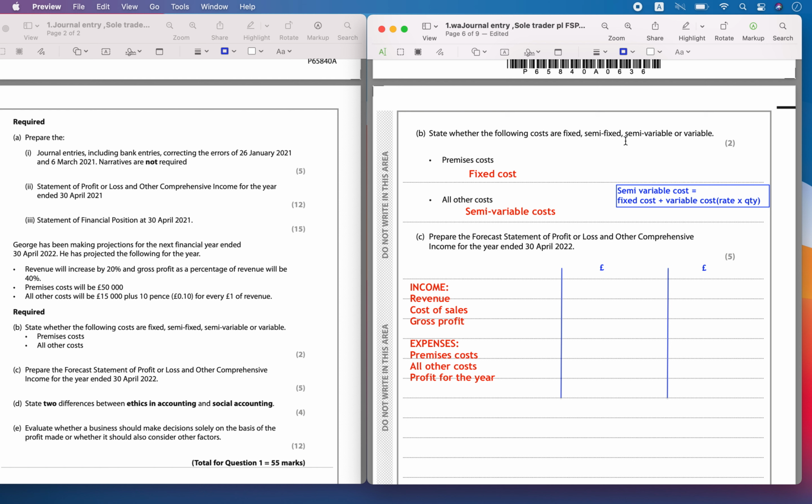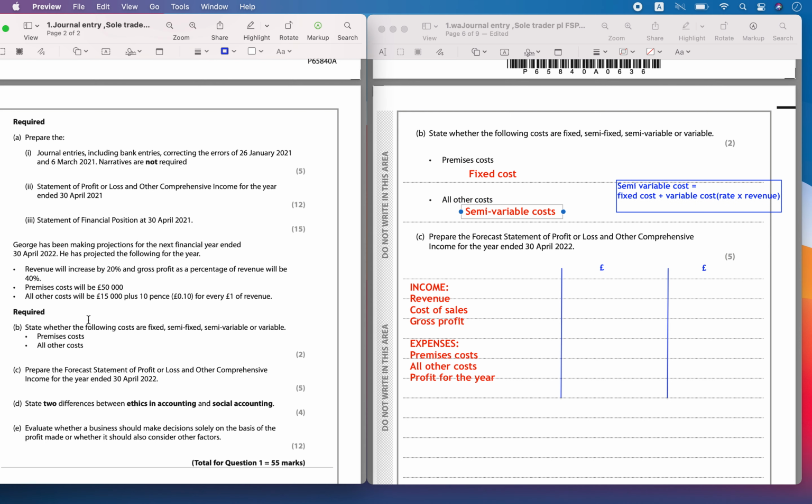The first question is to state whether the following are fixed cost, semi-fixed cost, semi-variable or variable cost. Premises cost is a fixed cost because it just states 50,000. For all other costs you have to use a formula: fixed cost 15,000 plus the variable cost depending on the change in the revenue. It is varying with the revenue, which means it's a semi-variable cost.